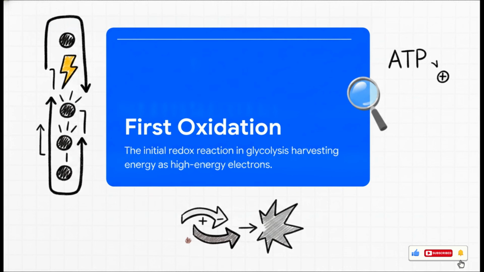Which brings us to reaction 6. This is the conversion of our G3P into 1,3-bisphosphoglycerate, or 1,3-BPG. And what's really interesting here is that this reaction is totally unique compared to everything we've seen so far. It's the very first oxidation-reduction, or redox reaction, in all of glycolysis. This is the exact moment the cell finally starts extracting raw energy, specifically in the form of high-energy electrons.